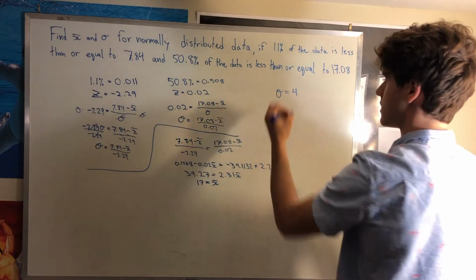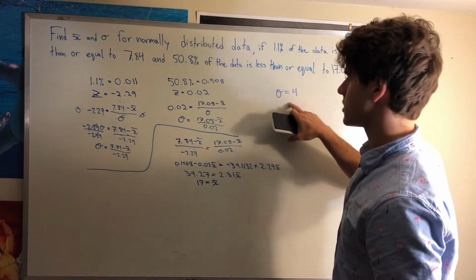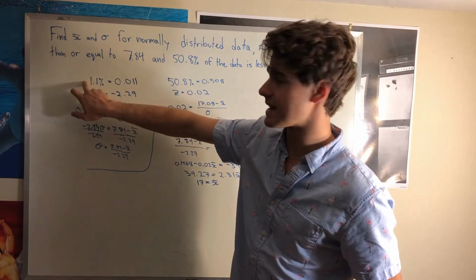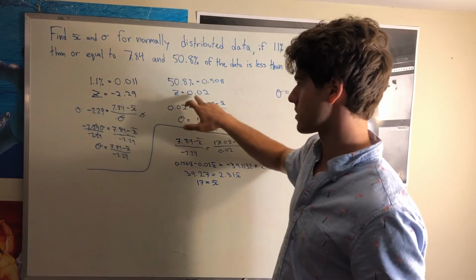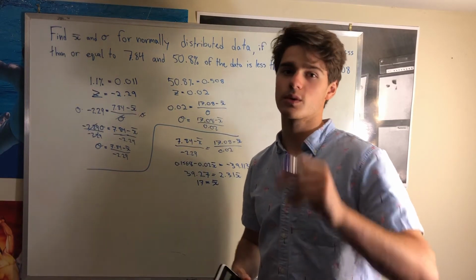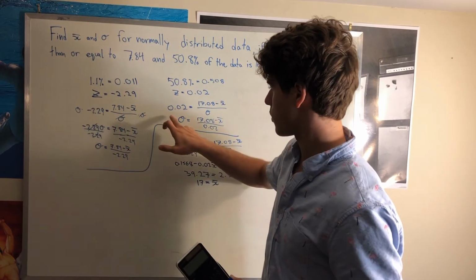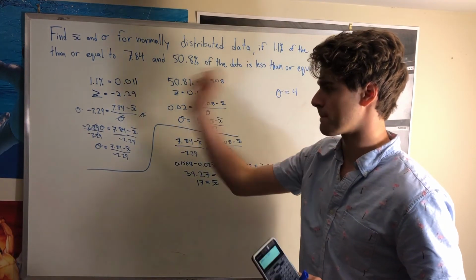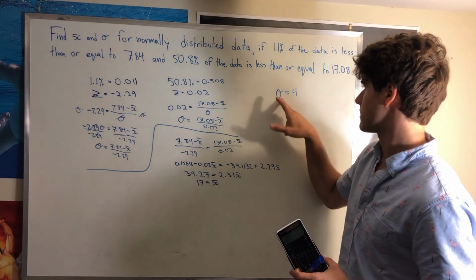equals 4, okay? So using z-scores, we were able to tell that the mean is 17 and the standard deviation is 4. Quickly to summarize, what we did was we found the corresponding z-score for the percentage that we were given in the question, right? 1.1 and 50.8. Z-score was negative 2.29, z-score was 0.02. Then we figured out the z-score equation, which is z equals x minus x bar over sigma. We plugged in our values. We isolated for sigma for both equations. We equated them to find x bar, and then we subbed x bar back into one of our sigma equations to find sigma, okay? So x bar is 17, sigma is 4.